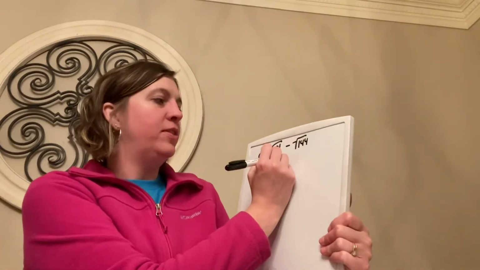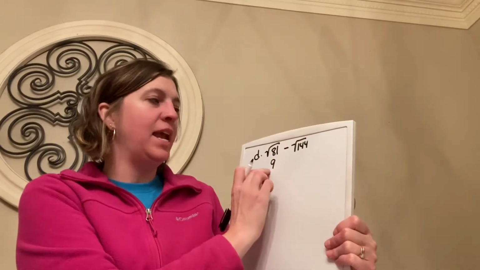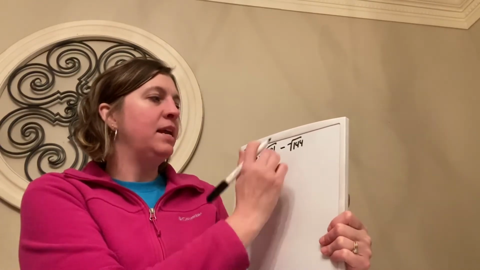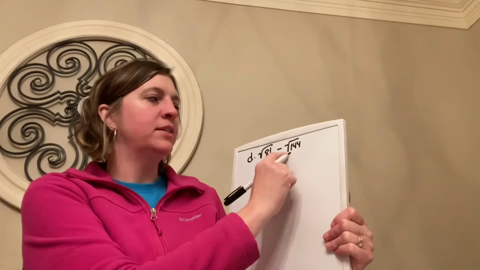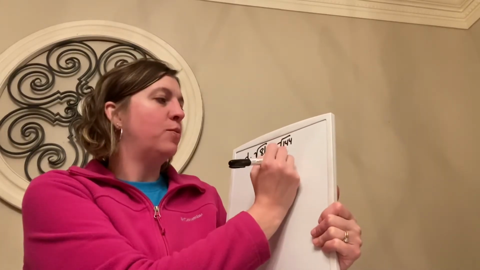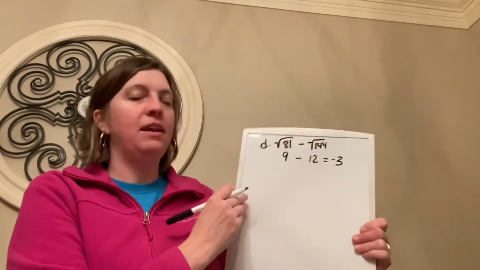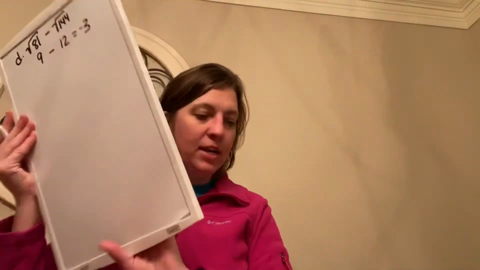Well, I know that since 9 times 9 makes 81, it would simply be 9 minus, bring down your minus, the square root of 144 is 12. So my answer would be -3. All right, so that's all that it's looking for there.